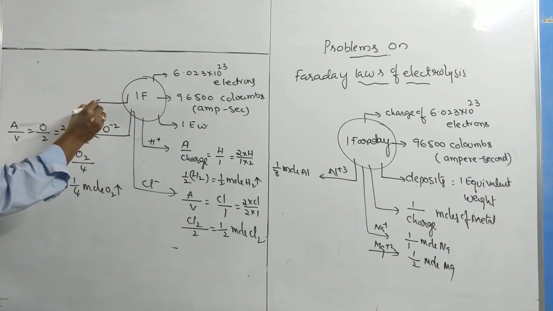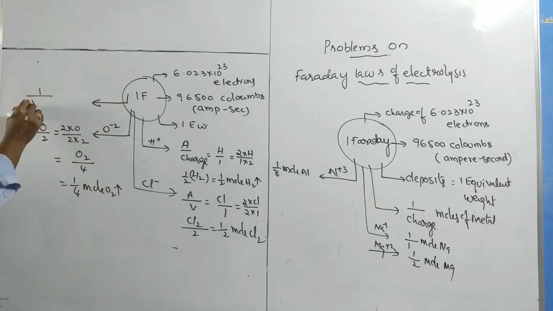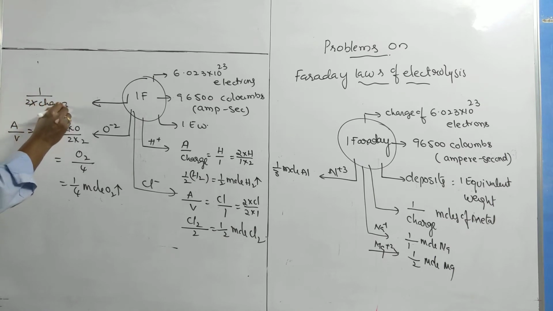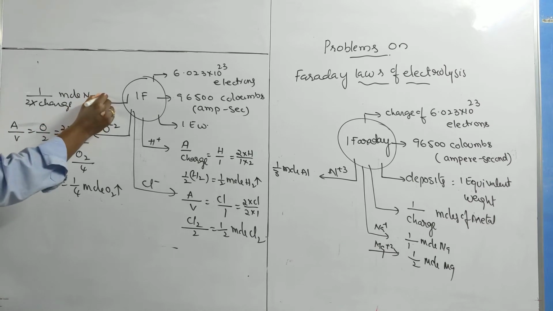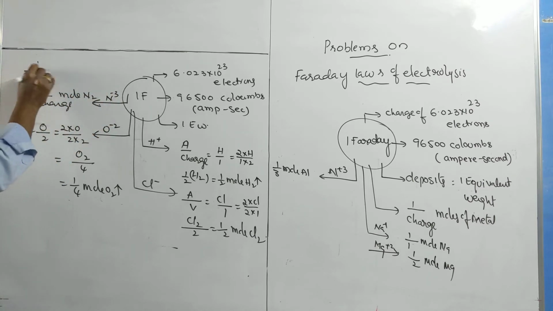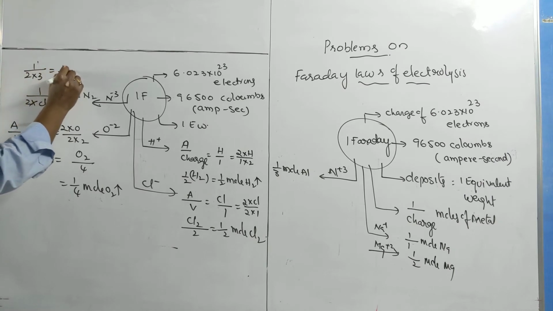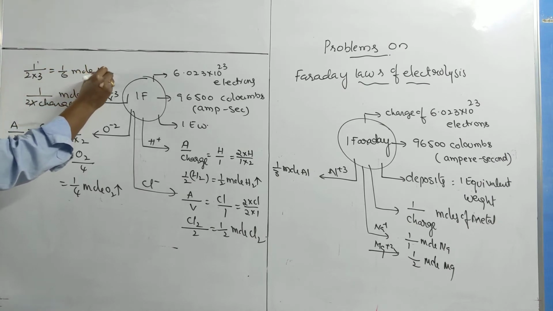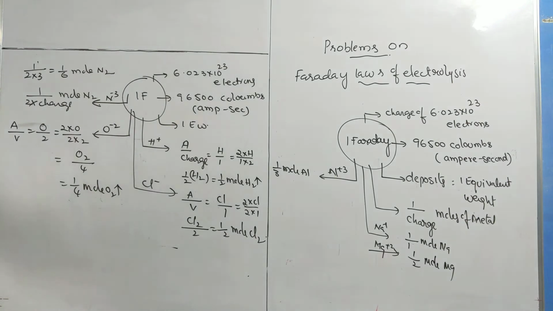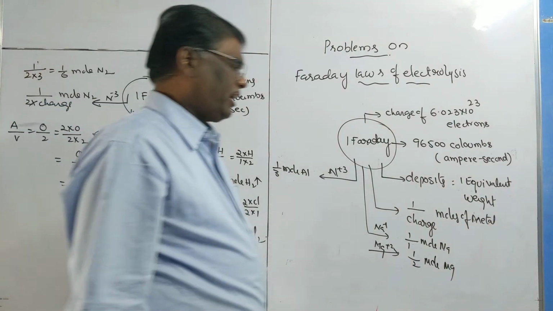Similarly, in case of nitrogen, we take 1 by 2 into charge moles of nitrogen. You know nitrogen is -3. That's why 1 by 2 into 3 means 1 by 6 mole of nitrogen it is giving. Thus we will explain Faraday.